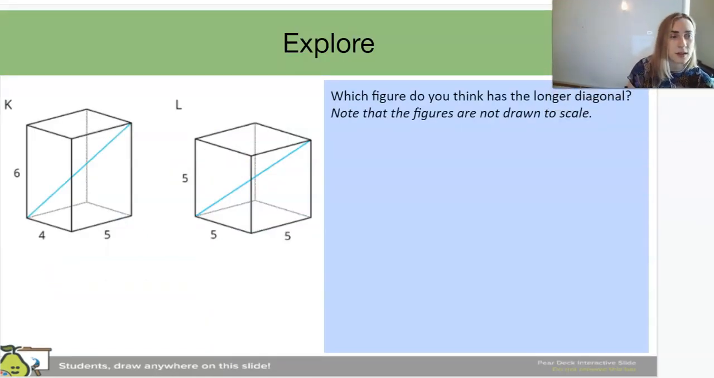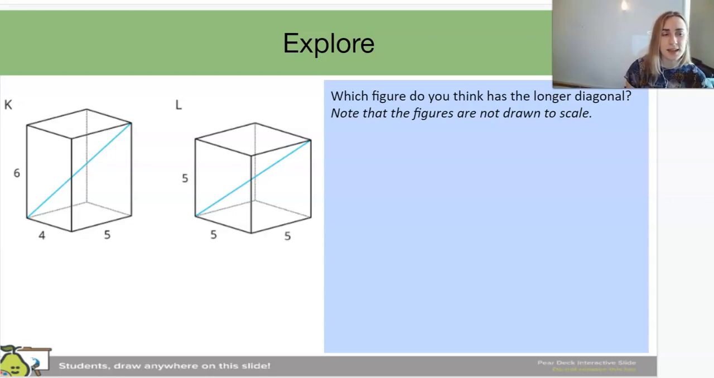So on slide B, we are asked the question, which figure do you think has the longer diagonal? Note that the figures are not drawn to scale, so you're going to base it on the measurements that were given. We have prism K, where the height is 6, the width is 4, and the length is 5. And then we have prism L, where the height, width, and length are all 5.